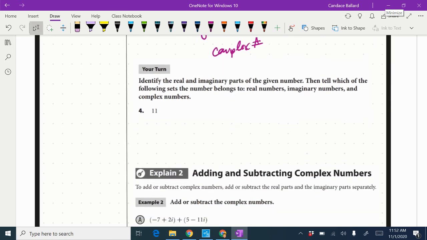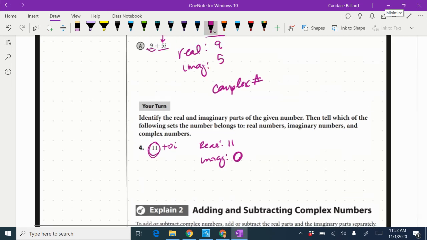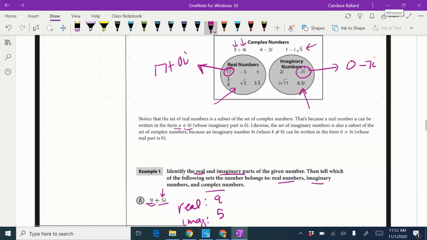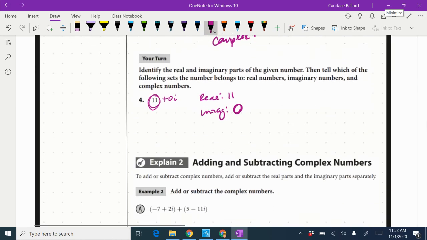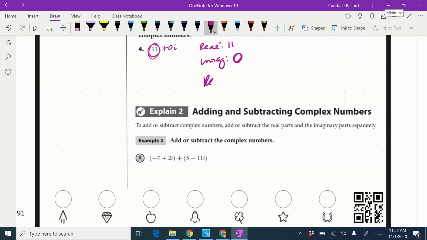All right, looking at number 4 here. So we have the real, it's technically 11 plus 0i, right? So the real part would be 11. The imaginary part, which I'm going to guess they don't ask you about, but would be 0, right? And then because it only had a real number piece, it doesn't really have an imaginary number piece, I would classify that as a real number. So this would go to the real number set.